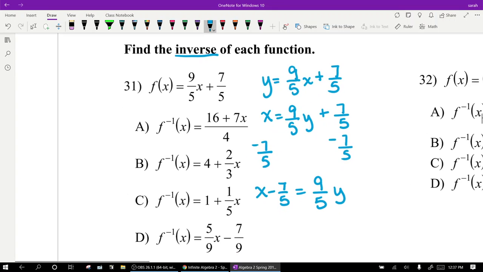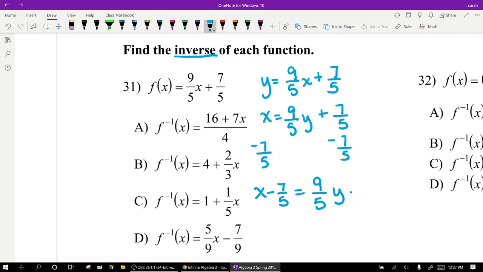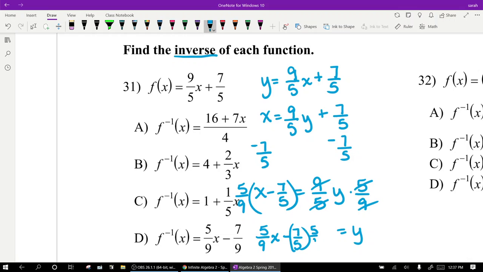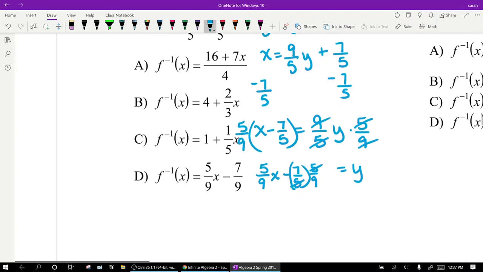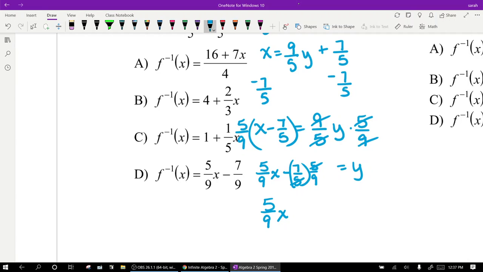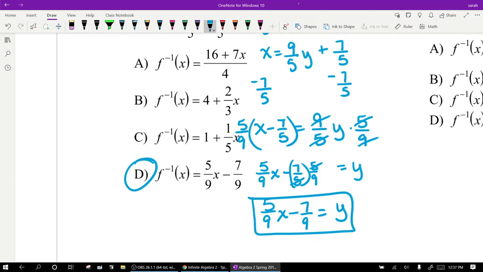So be careful right here. We're going to multiply by our reciprocal, 5 over 9, on both sides. So these cancel out, leaving me with y. And so I'm left with 5 over 9x minus 7 over 5 times 5 over 9. My 5's cancel out, so I'm left with 5 over 9x minus 7 over 9 equals y. And that looks like it is letter D.